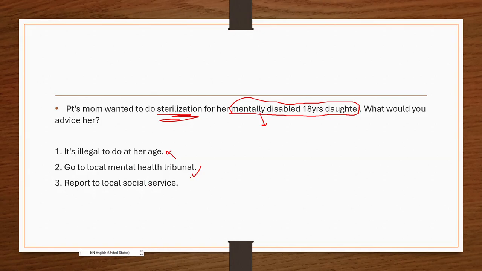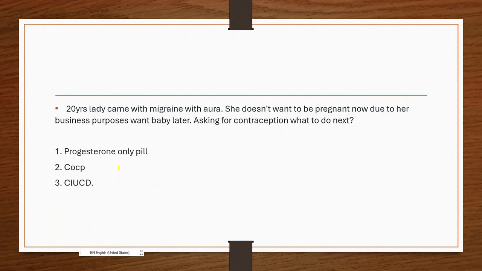Report to local social service, that is wrong because social service cannot do anything here. This is not relevant to a social problem. Here the problem is with the consent and the legal issue. So the correct answer should be answer 2, which is go to local mental health tribunal. Okay, answer 2. Okay, next question.